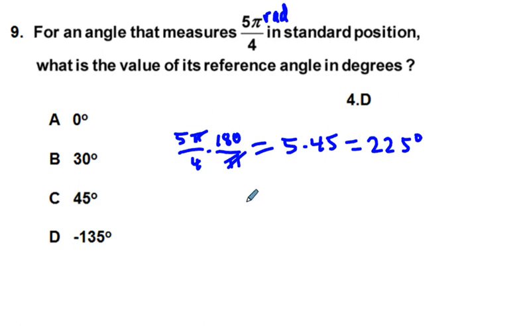With 225 degrees, we find ourselves in quadrant 3. So our reference angle is found by taking 225 degrees, our measurement in quadrant 3, and subtracting 180 degrees, so we get 45 degrees. To have a reference angle, we have to have a positive acute angle. A is not automatically disqualified, but maybe unlikely. Our correct answer is C.